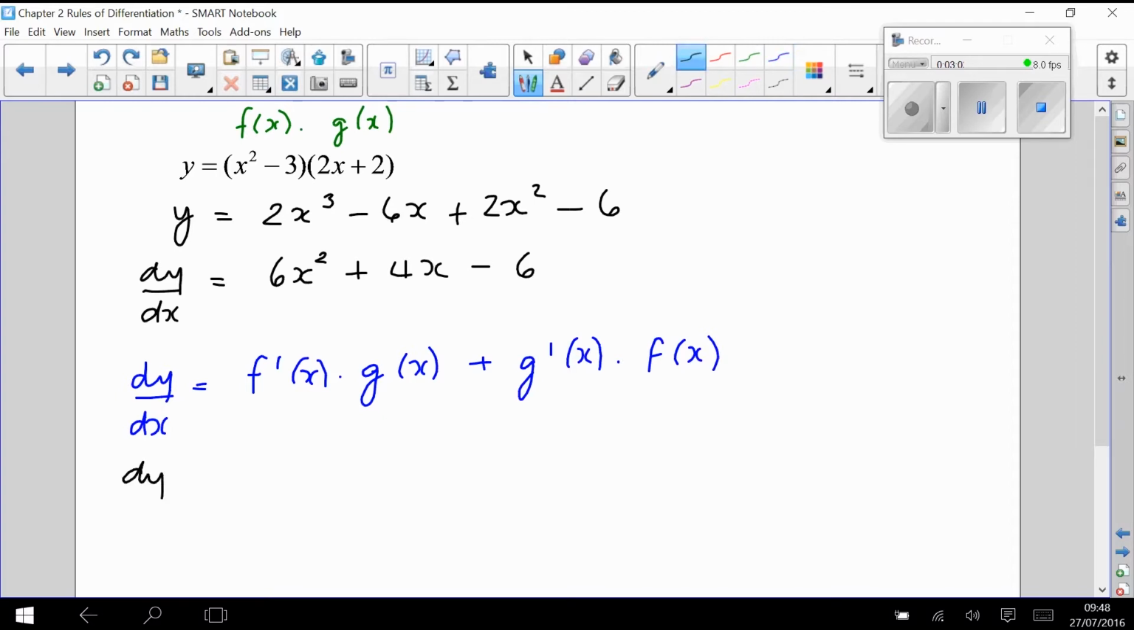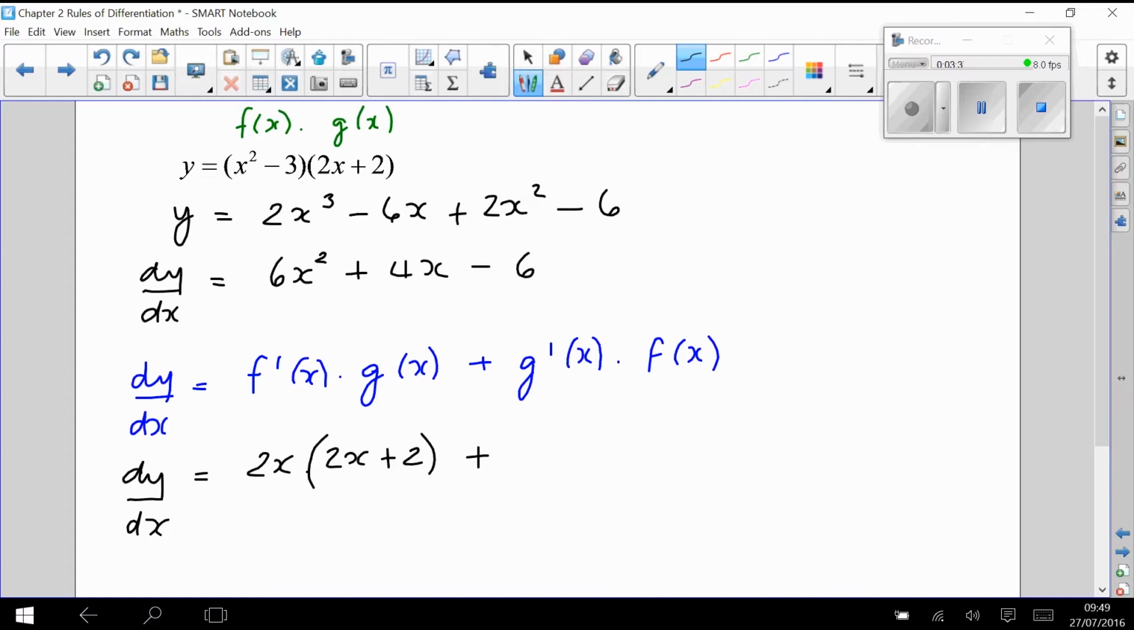Finding the derivative of this product of the two functions f of x times g of x, where f of x is the first bracket and g of x is the second bracket factor. The derivative of f of x is the derivative of x squared minus 3, and we know that that is 2x. Now, using the product rule, that tells me I must take that answer and times it by the function g of x exactly as it was, and g of x was 2x plus 2. Now do it the other way round.